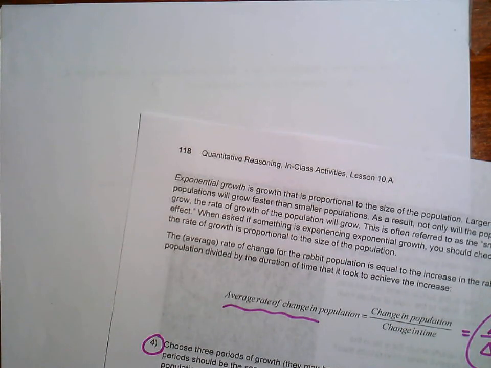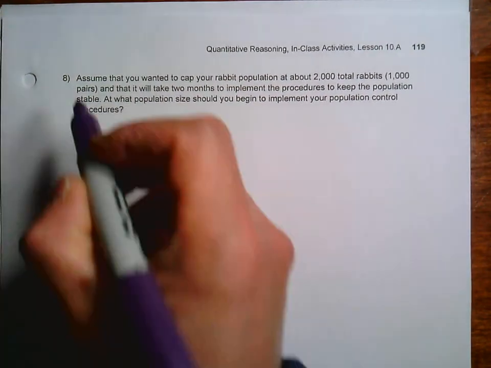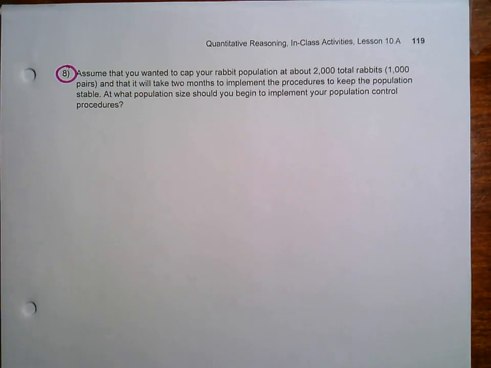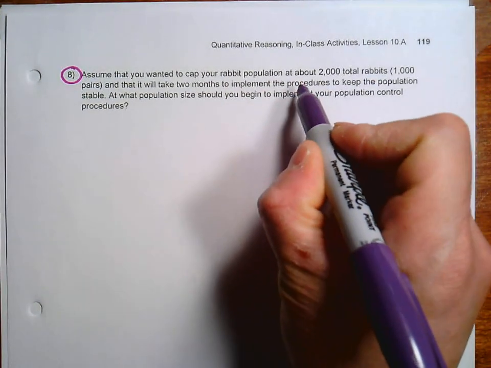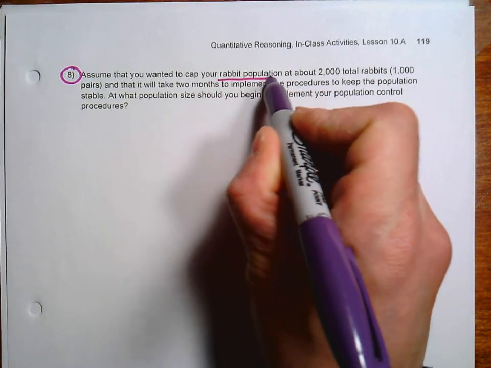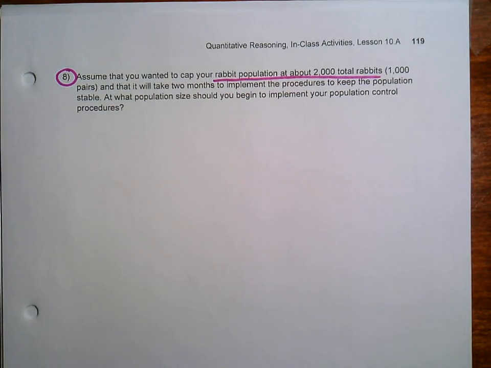All right, so just one more here. Question number 8. So this is about population control, right? So suppose we want to cap the rabbit population at 2,000, and it says it's going to take us 2 months to actually do that. And then it asks, at what population size should you begin to implement your population control? So let's see if we can answer that.